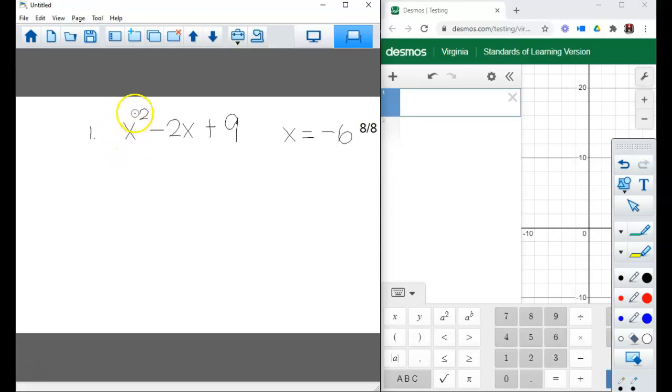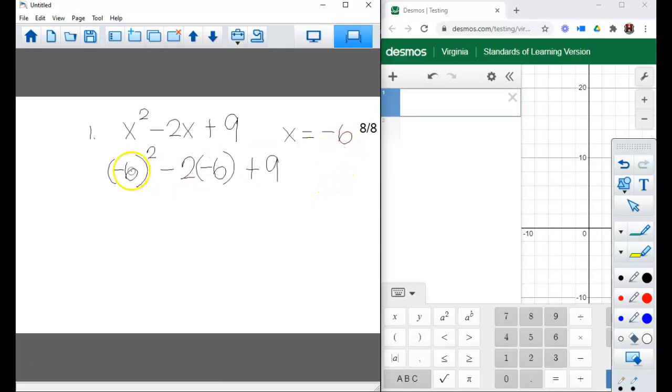So the first thing I see is x squared. I'm going to need some parentheses here. So I'm going to wrap that negative 6 in parentheses and put the exponent on the outside. I'm going to need those parentheses to help my calculator get the right answer. Then I see minus 2x. Well, this is multiplication. I know that means 2 times x. So I'm going to need to add parentheses here. So I'm going to, again, put that negative 6 in parentheses, and then I have my plus 9.